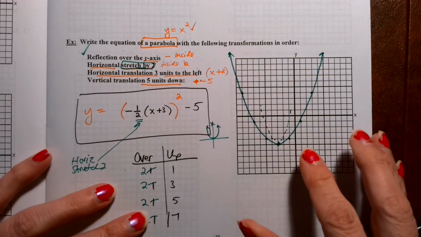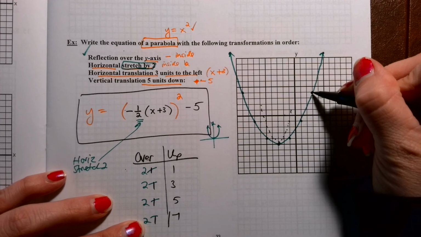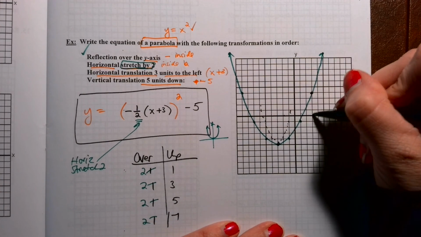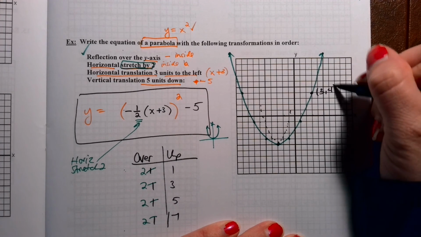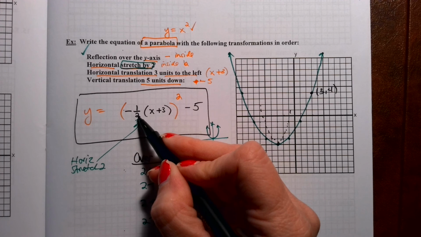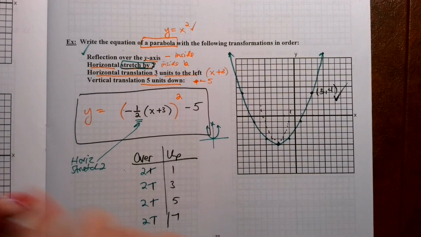And we can even take a point to check. I'm going to take this point. I always go for positive ones if I can. I always try to avoid the negative ones. 1, 2, 3, comma, 4. 3 plus 3 is 6. Half of 6 is 3. Negative 3, that is. Squared makes 9. Minus 5 makes a 4.